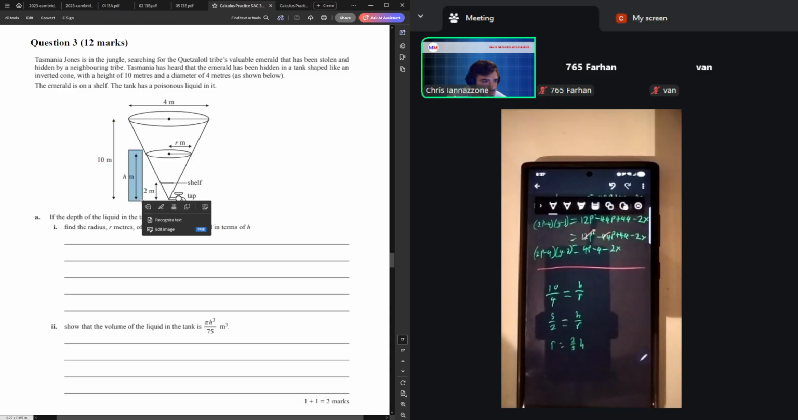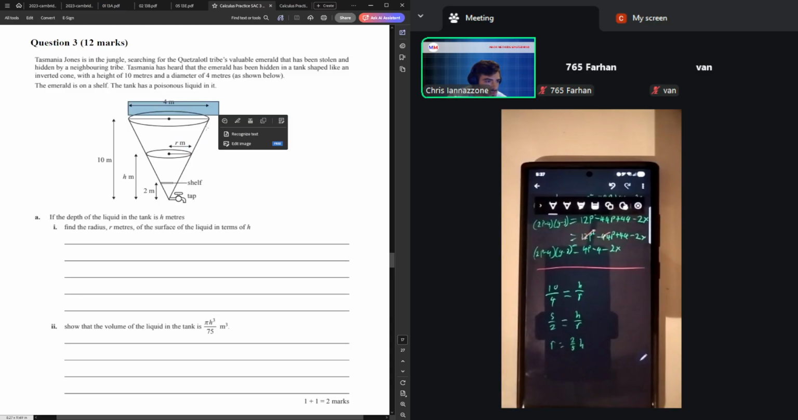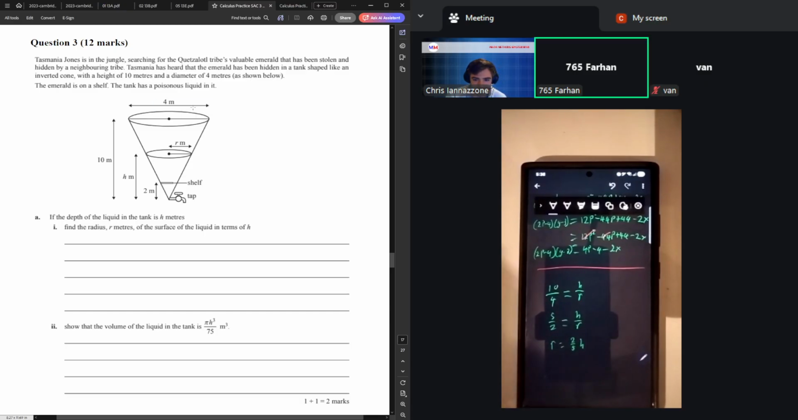Ten is a height, as is H. 4 is a diameter, R is a radius. So the difference between the diameter and the radius is why this one's a touch off. So when we're doing our ratios, we should have instead actually used this. Yeah, that's half. Yeah, exactly. So half. You're right.